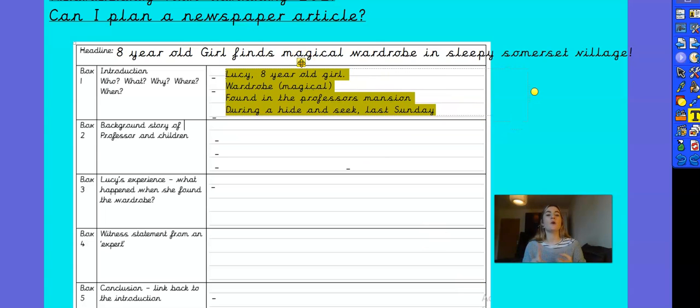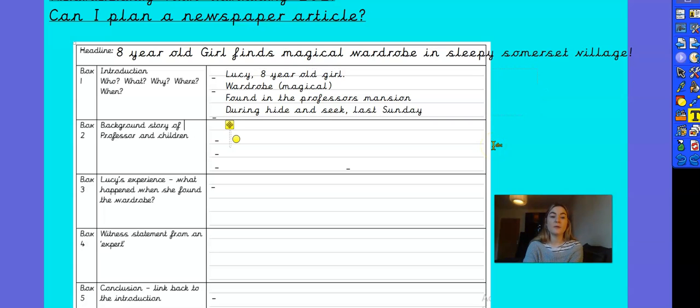So we've got our who, which is Lucy. She's an 8-year-old girl. And we have got our what, wardrobe, that's what we're going to be talking about, and why, because it's magical. Where was this found? It was found in the professor's mansion. And when? During a hide and seek last Sunday. Okay, so that's our introduction covered.